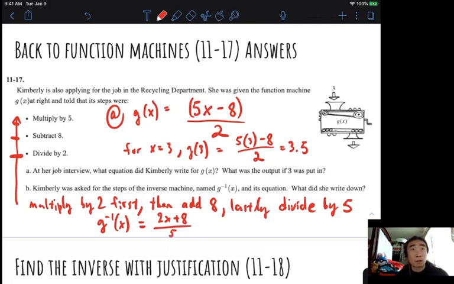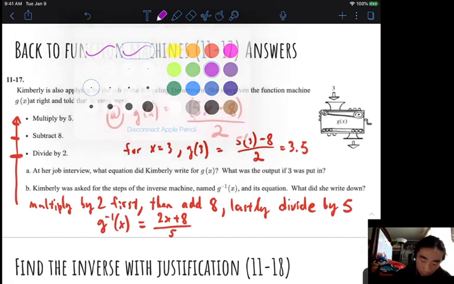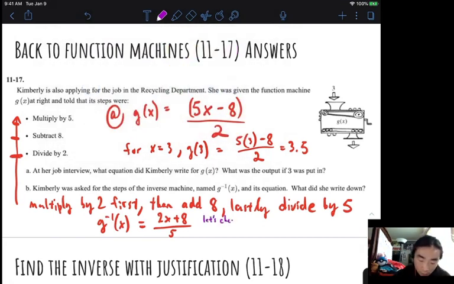We can even go back and check our work, right? So let's check. If we did this correctly, G inverse of 3.5 should give you 3, right? So then we do 3.5 times 2, that's 7, great, plus 8 is 15, divide by 5 equals 3. Nice, we did it correctly.